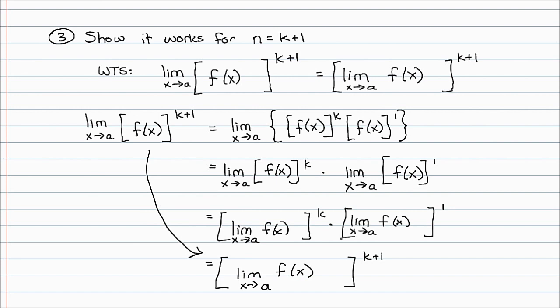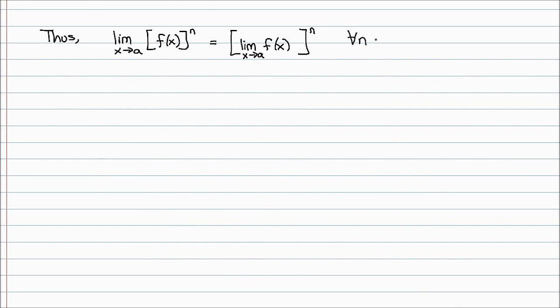Of course, a proof is not complete until you state the end result, so you kind of have to just say thus or therefore or hence, whatever you want to say. The limit as x approaches a of the nth power of f of x is equal to the nth power of the limit as x approaches a, for all numbers in the set of natural numbers.